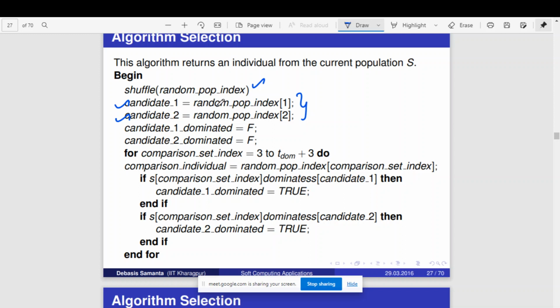It randomly selects some other individual as candidate 2. That's it, only one individual. What do these two steps mean?